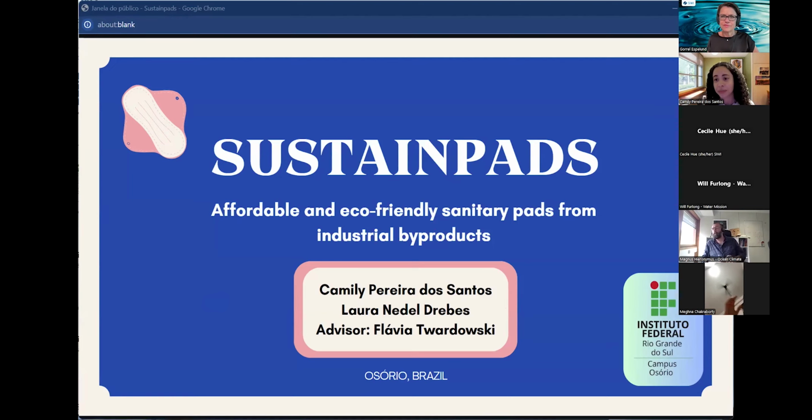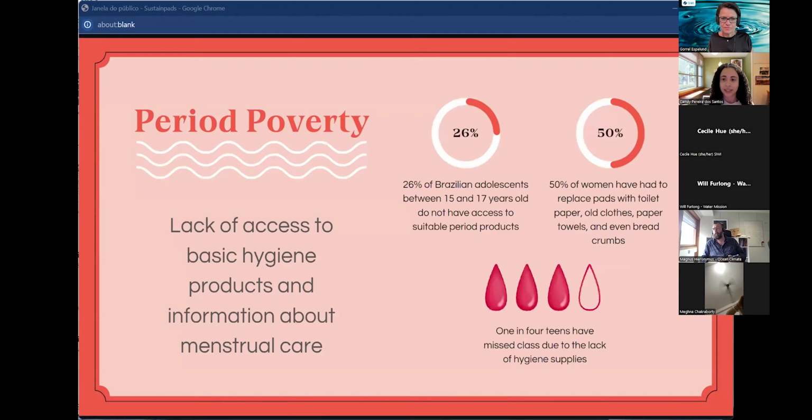My name is Camily Pereira, and together with my colleague Laura Drebs and our advisor Flavio Twardowski, we developed Sanipads, affordable and eco-friendly sanitary pads made from industrial byproducts. With this project, we represented Brazil in the Stockholm Junior Water Prize 2022, and we were recognized with the Diploma of Excellence. Now I'm going to talk about how everything started.